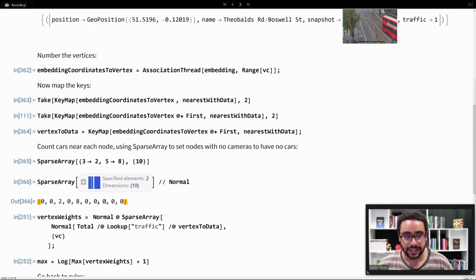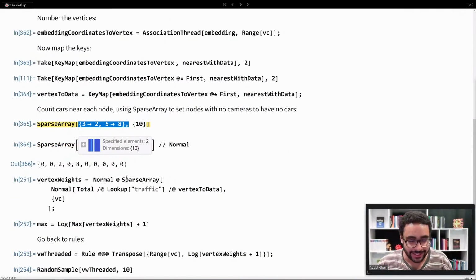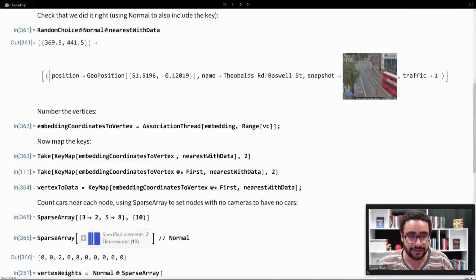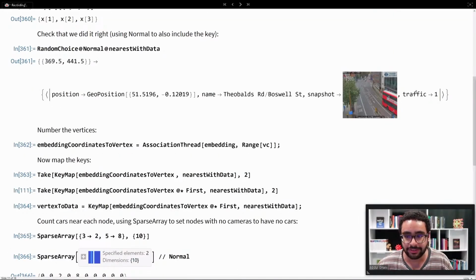This is a way to get these zeros without doing a lot of typing. If you already know this, turn it into a sparse array and then say normal. So this is kind of what we're doing. We have this vertex data thing, but although we got the whole data point, we only want the traffic.